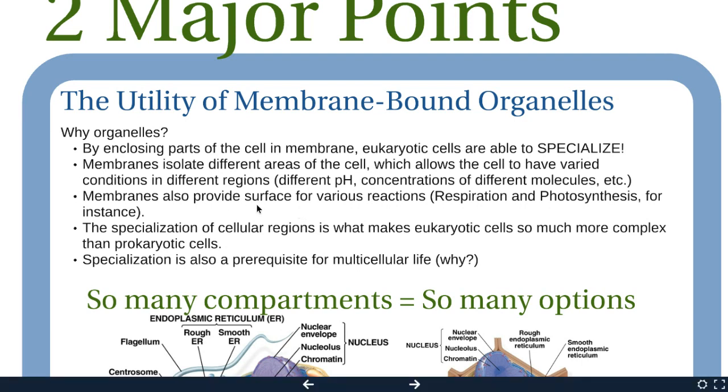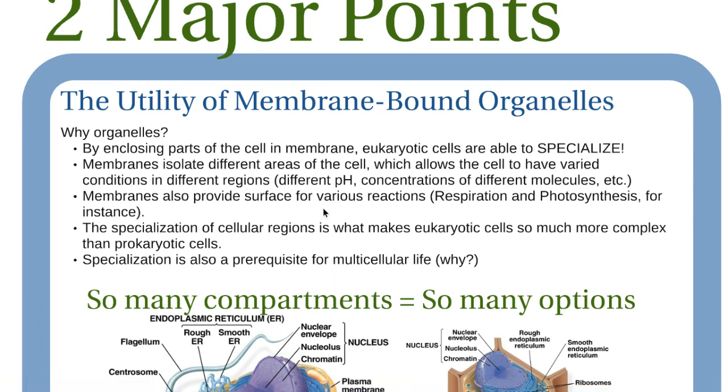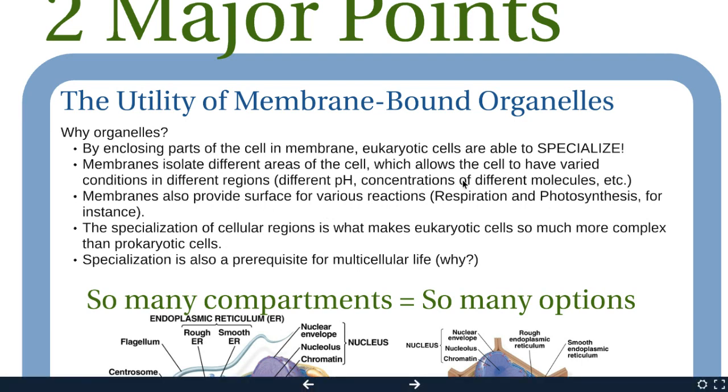The membranes also provide surface for various reactions. So when we're looking at respiration and photosynthesis, and we look at the electron transport chain, for instance, it actually utilizes the cell membrane and different gradients and especially this concentration of different molecules in order for it to actually produce the molecules that are needed or break down the molecules that it needs to.